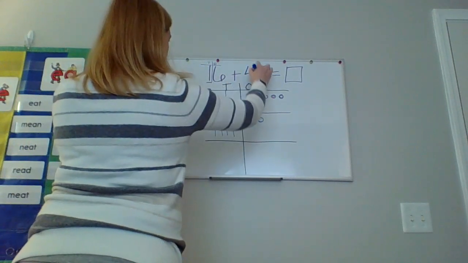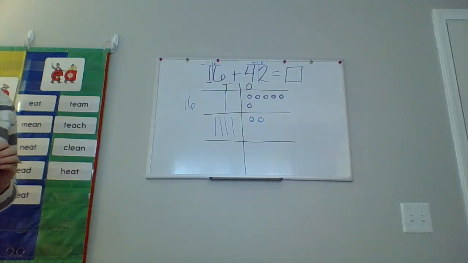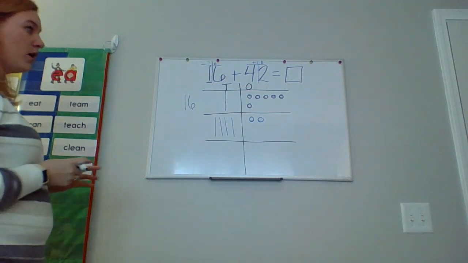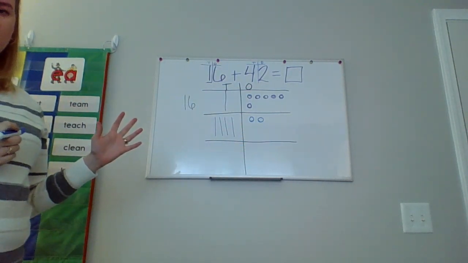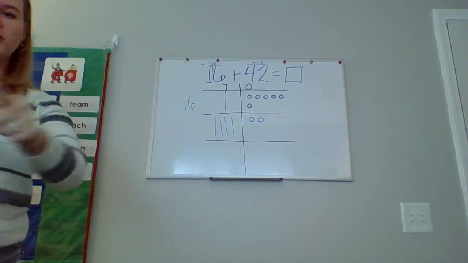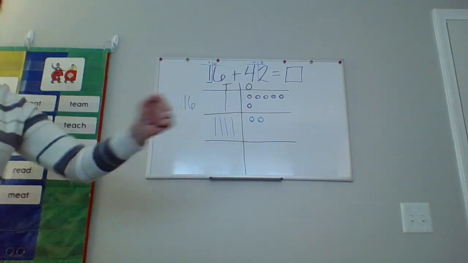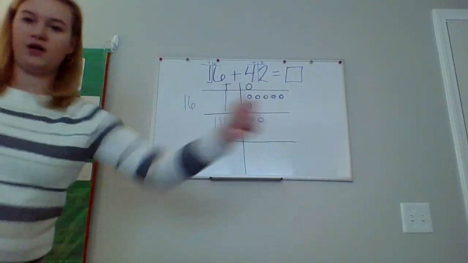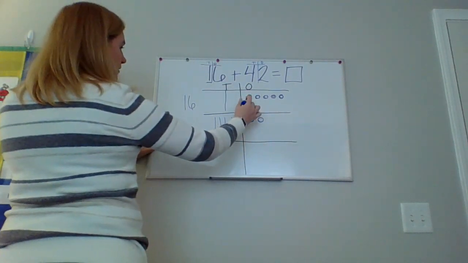If you need to, draw that tens and ones over both of your numbers. Now, Bristol, can you help me count? What are we going to count first? Our ones or our tens? Ones. Good girl. That's right. We're going to count our ones first. We always start with the ones. Okay. Help me count, Bristol.